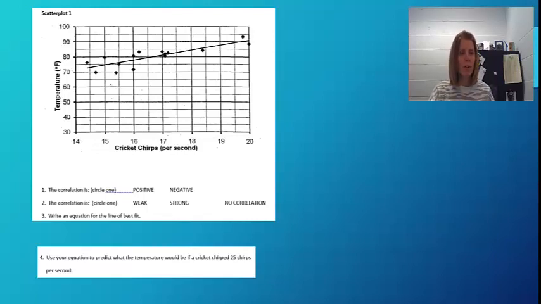So what we would like to do is, first of all, notice, is the correlation positive or negative? Well, you'll notice as the number of cricket chirps goes up, the temperature seems to go up. We're seeing this upward pattern. So I would say this has a positive correlation.